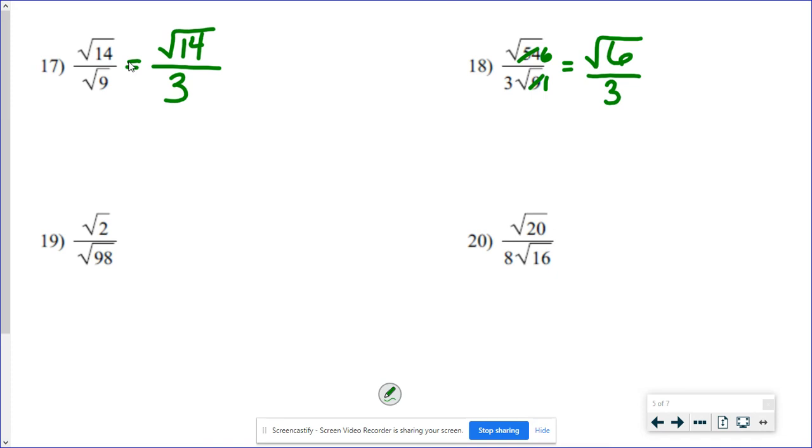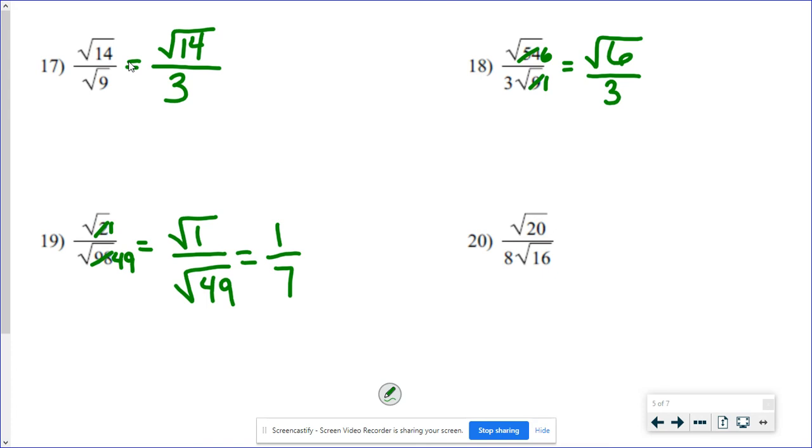In a problem like number 20, actually let's just do 19 also. The 2 and the 98, neither one of those are perfect squares. So I would just divide them both by 2. This will be a 1, this will be a 49. So what I have right now, just rewriting it, is rad 1 over rad 49, which would be square root of 1 is 1, square root of 49 is 7, 1 7, done.